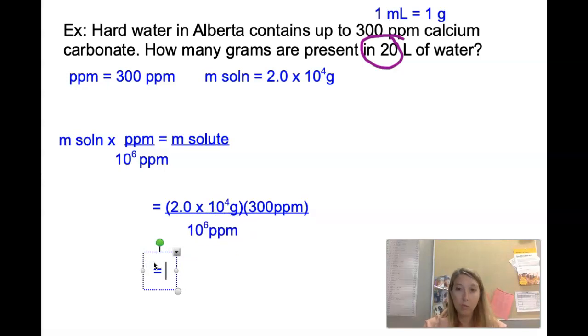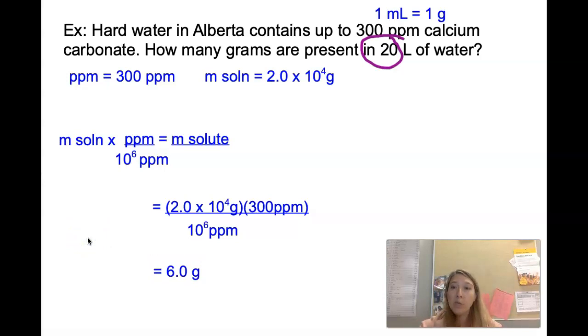So 2 times 10 to the 4 times 300 divided by 10 to the 6. And I'm going to get 6 on my calculator. But that doesn't have enough significant digits. That only has 1, so we're going to go 6.0 grams. Okay, so 6.0 grams. And that is how we're going to solve it.